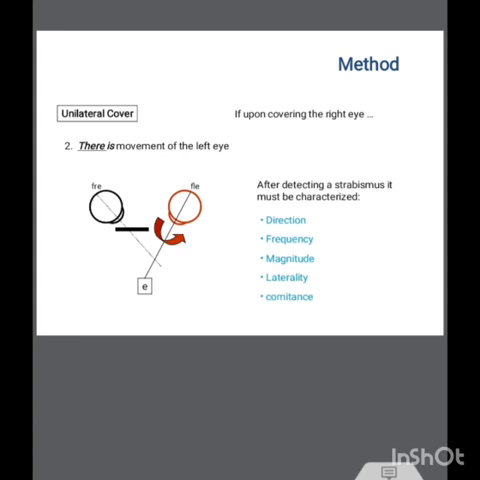Frequency will help in diagnosing whether the squint is constant or intermittent. Magnitude will grade the amount of squint. Laterality will differentiate whether the squint is unilateral or alternating. Committance will also help in differentiating committant squint and non-committant squint.